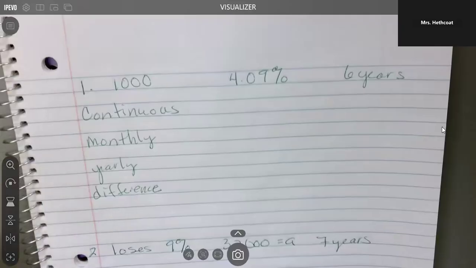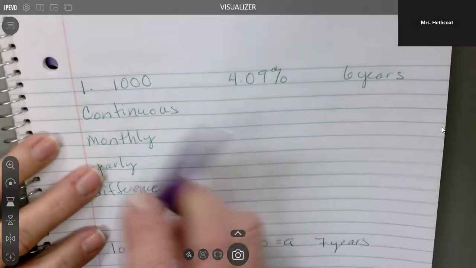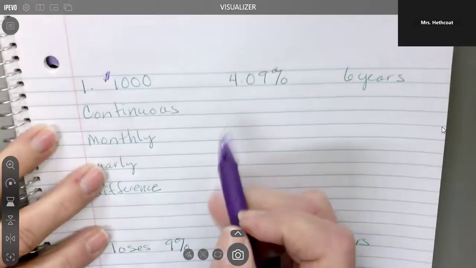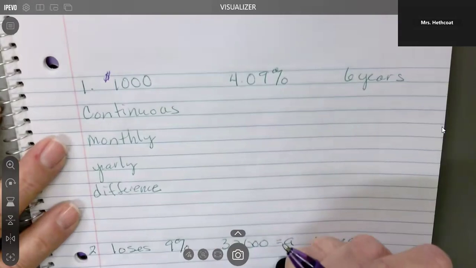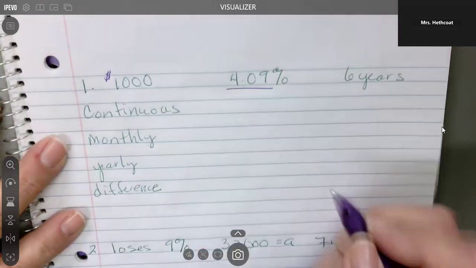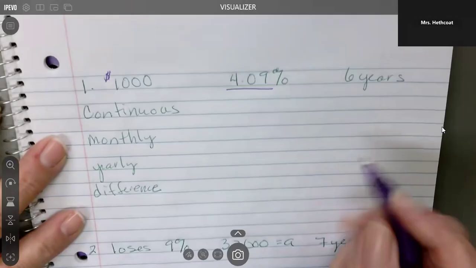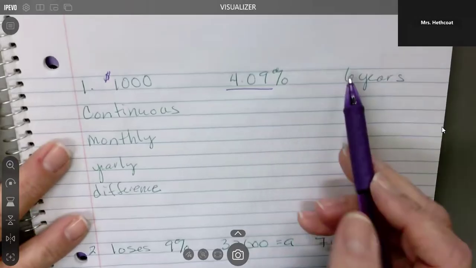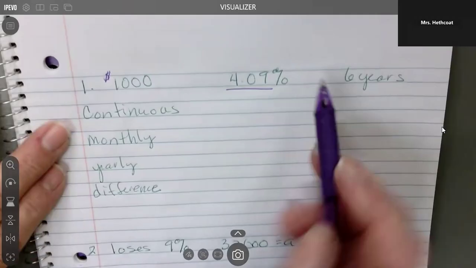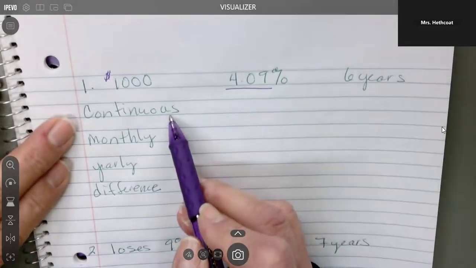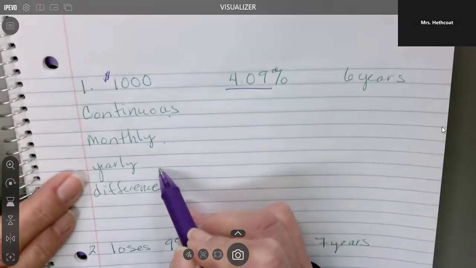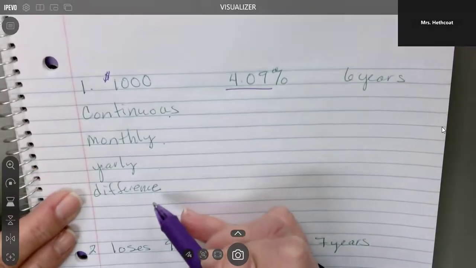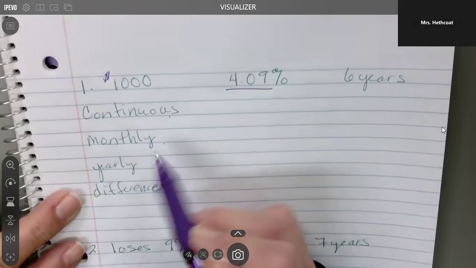Okay, so I'm not even sure if I showed you the screen, so I'll try to do my best. It says you have $1,000 to put into a bank account. So you go to a bank and say, I want to deposit this $1,000 into savings, and they say our rate is 4.09%. You plan to leave it in for 6 years. Then the bank asks if you want continuous compounding interest, monthly compounding interest, or yearly compounding interest. And the question asks how much more will one of them give you than the other?